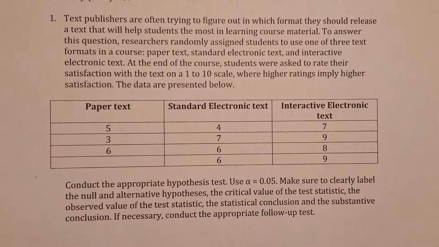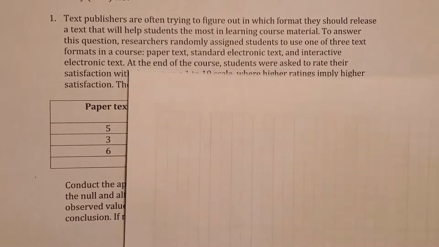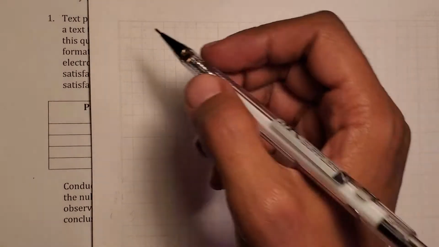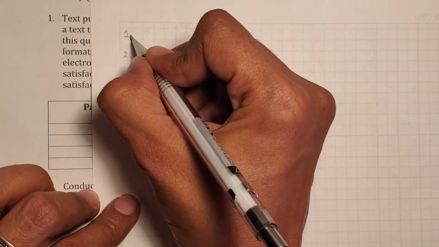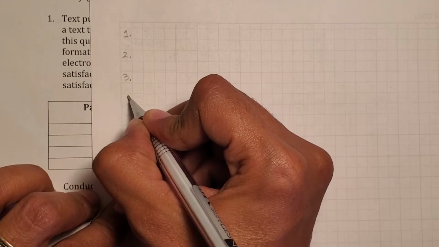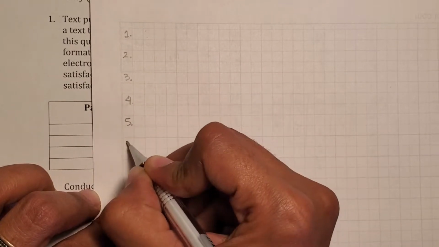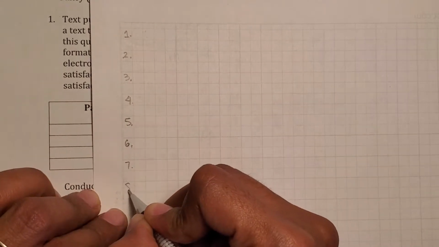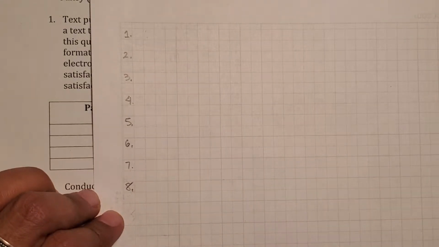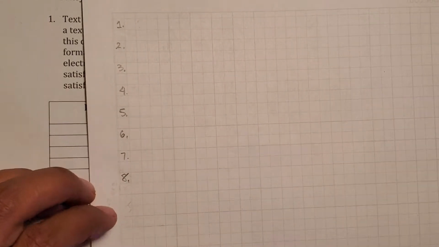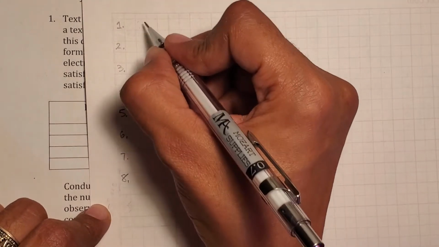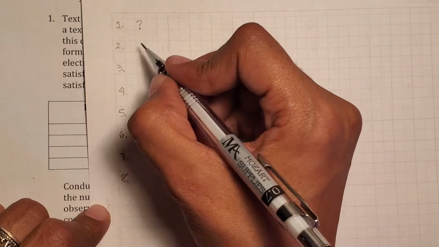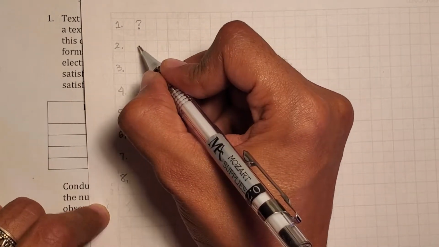So for this video, we're going to work the 8 steps of the procedure for hypothesis testing. What I like to do is start by writing down the 8 steps. I find it very useful to help guide me and not get stuck in the middle of a problem. So first will be our question, our substantive question.